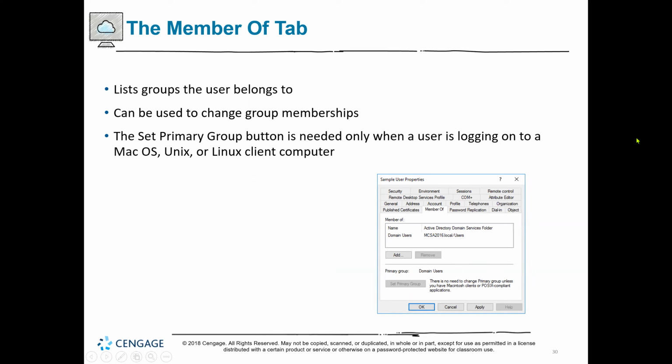Member of tab, this one's actually incredibly useful. Lists groups the user belongs to, can be used to change group membership. Set primary group button is needed only when a user is logged on to a Mac OS, Unix, or Linux client computer. So for most Windows-based stuff, you're not going to use that.